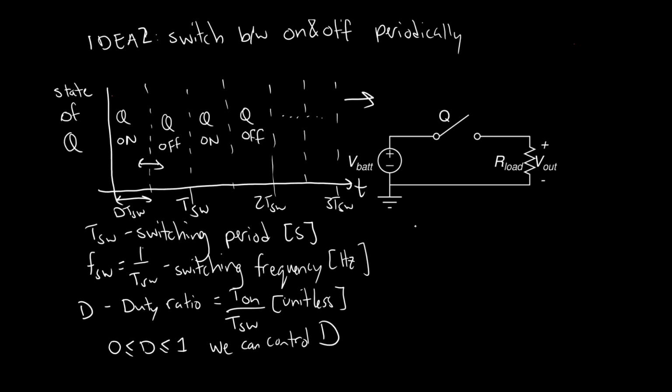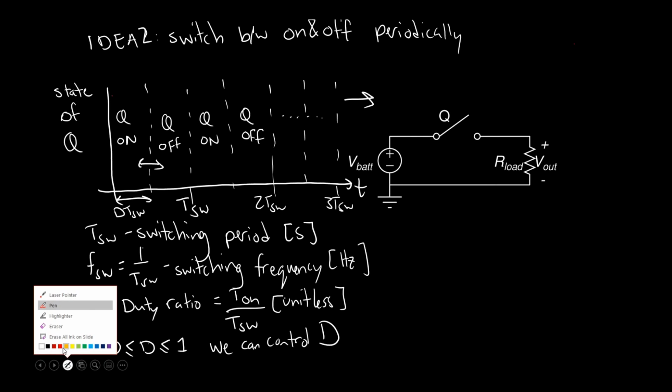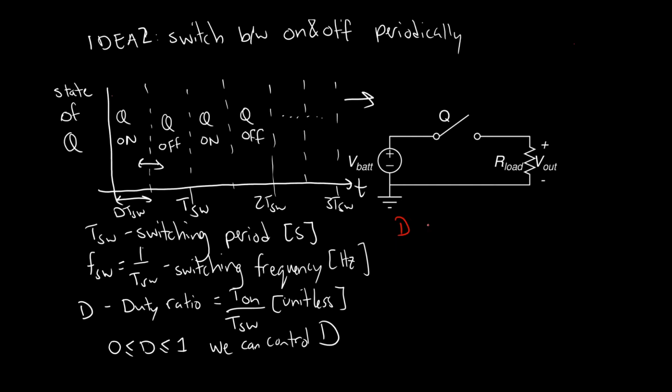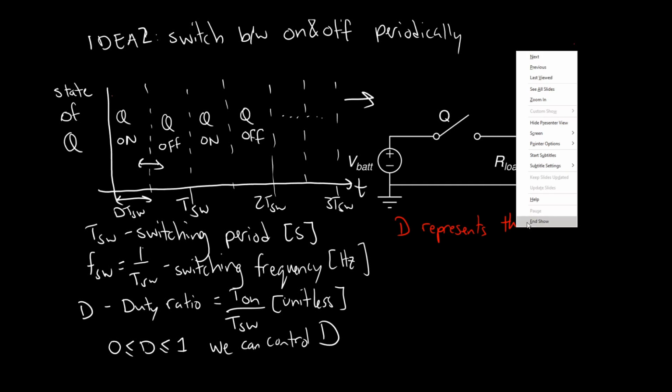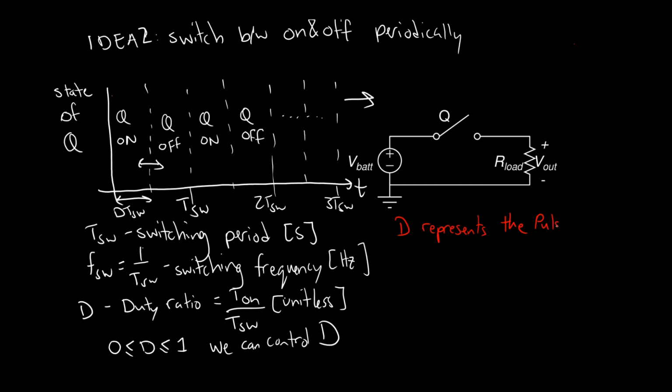And this length of time, this duty ratio D, represents the pulse width of our square wave. And what square wave are you talking about, Tim? Well, we'll show that in the next slide. But D represents the pulse width, right? So as D gets bigger, the pulse width gets bigger. As D gets smaller, the pulse width gets smaller.